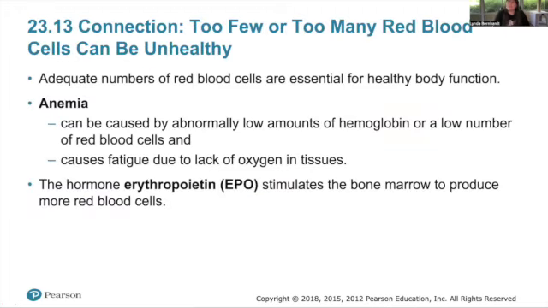Adequate number of red blood cells essential for healthy body function. This is what I was just talking about with my mom. So anemia tends to be low hemoglobin, low red blood cells. And then that can also count with the low iron. This causes fatigue because you don't have enough oxygen in your tissues. If you're not getting enough oxygen, your body doesn't have the energy to keep going.